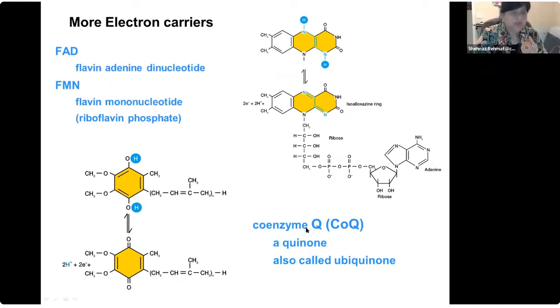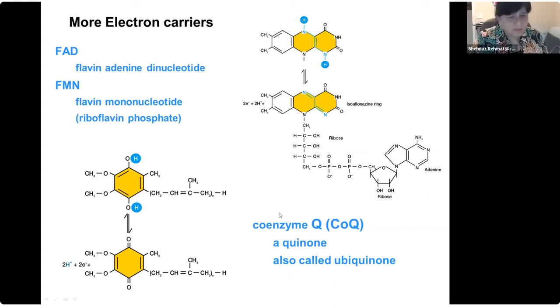So, more electron carriers that you'll come across. FAD is a second one, which is flavin adenine dinucleotide. It's again a dinucleotide. And there's one also close to this, called FMN. This is the flavin mononucleotide. We also call it the riboflavin phosphate. So these two, of course, related ones also carry hydrogen on these two spots there, right?